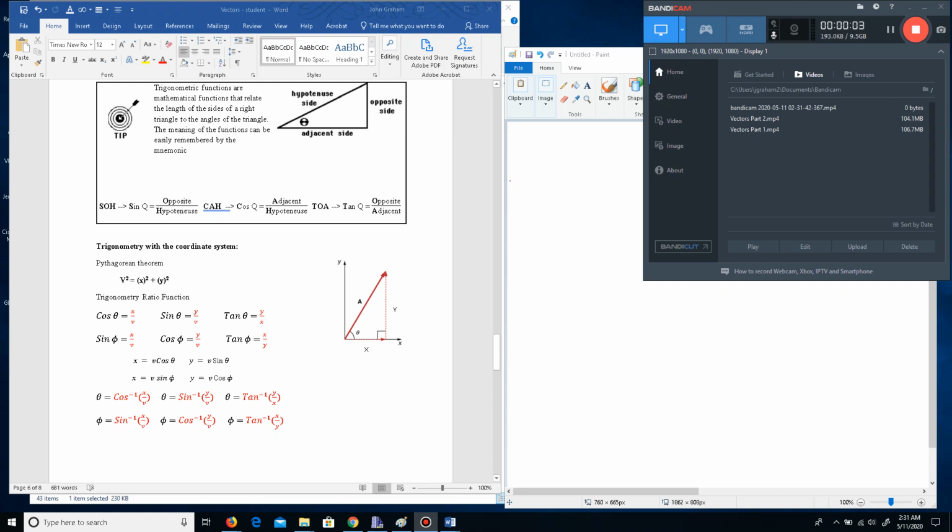Hi, this is Physics 1, and we're doing Chapter 3. This will be the vectors portion of it, and it'll be Part 3.